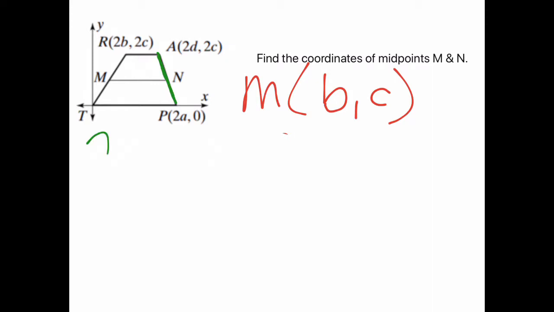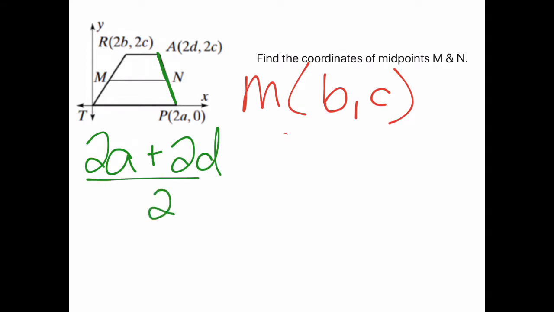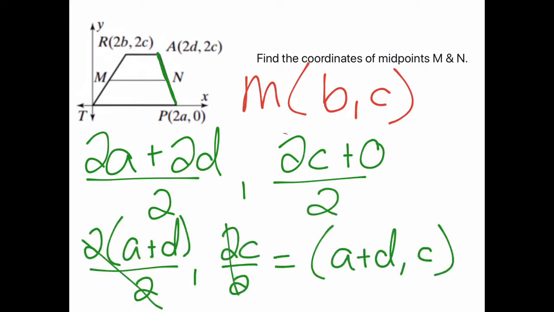And then we'll do the same thing for the midpoint N using the endpoints A and P. We'll do the average of the x values, so 2a plus 2d divided by 2, and the average of the y values, 2c plus 0 divided by 2. And when you do some simplifying, what you get is that a plus d, comma, c are the coordinates for point N.